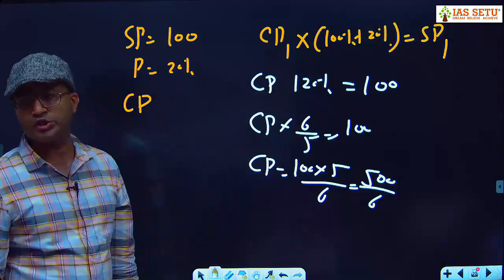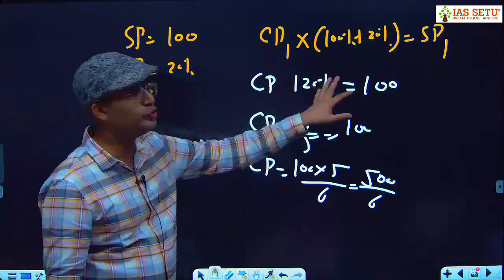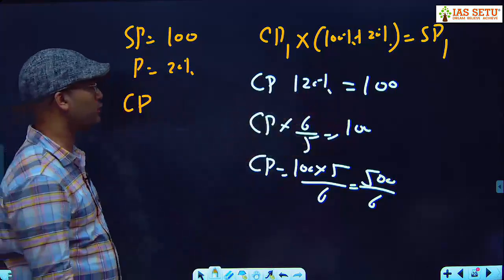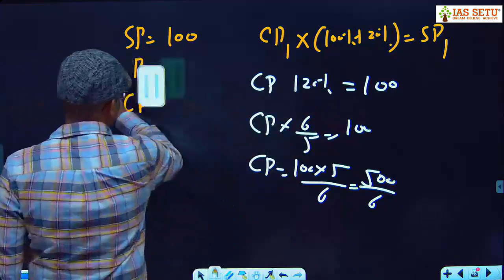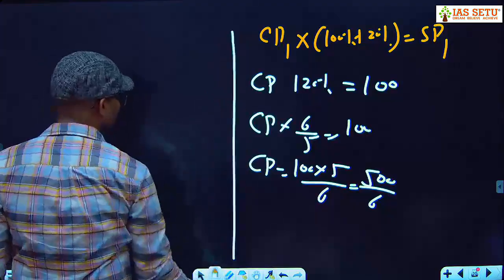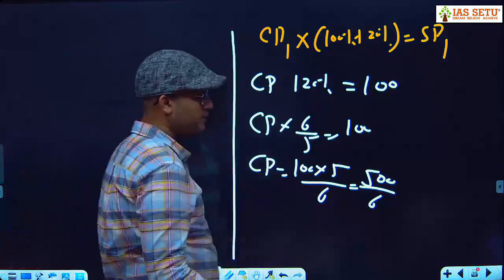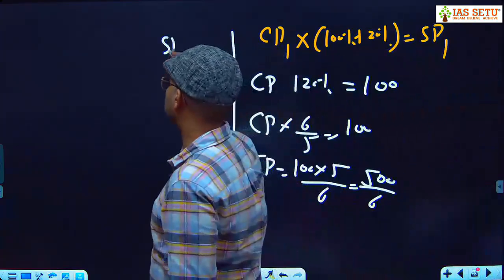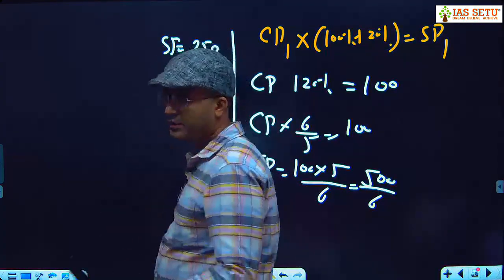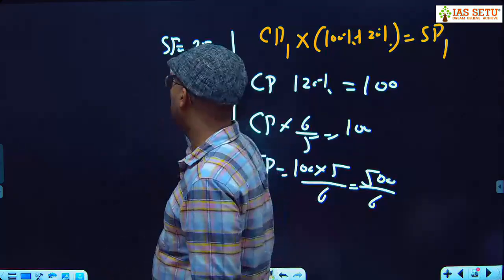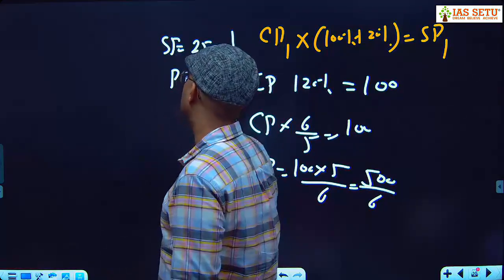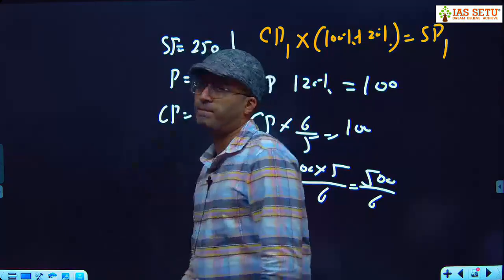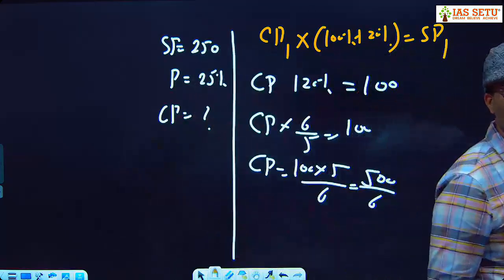You try one question. Just try. Try to use this rule. Selling price of this remote is 250 rupees. This remote is being sold for 250 rupees, profit 25%, find the cost price of this remote.